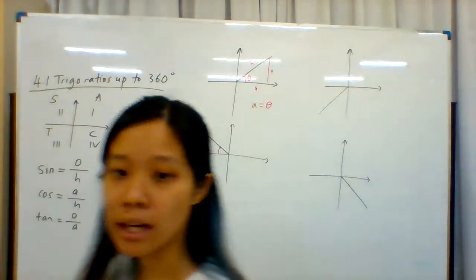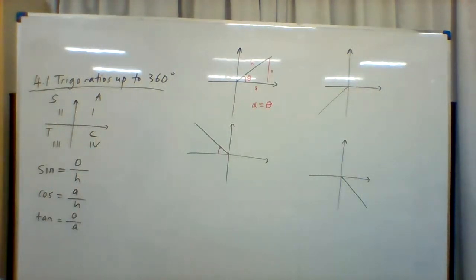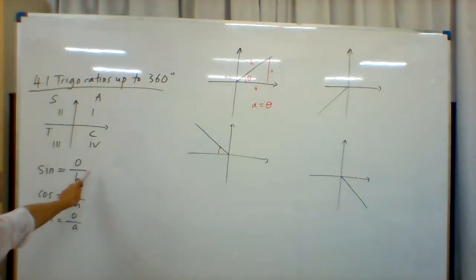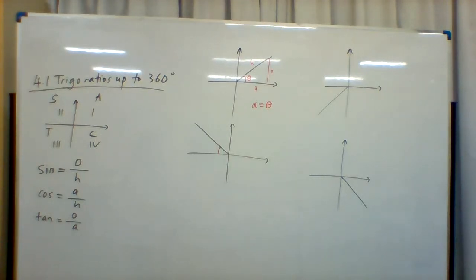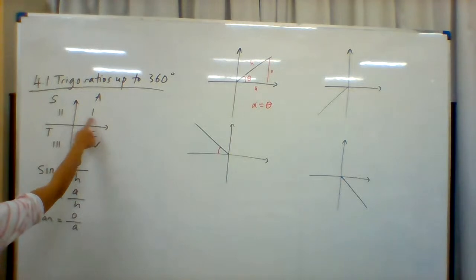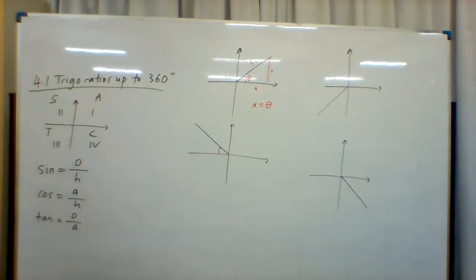Okay, so just now, like I told you, you remember we learned about sine, cos, and tangent, right? So sine is opposite over hypotenuse, and cos is adjacent over hypotenuse. Tangent is opposite over adjacent. And then the four quadrants that I told you about, remember it goes in the anti-clockwise direction. So first quadrant, second quadrant, third quadrant, and fourth quadrant.